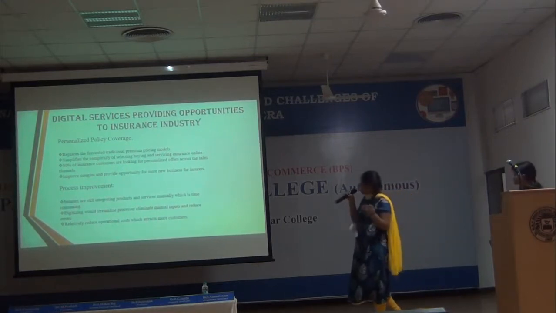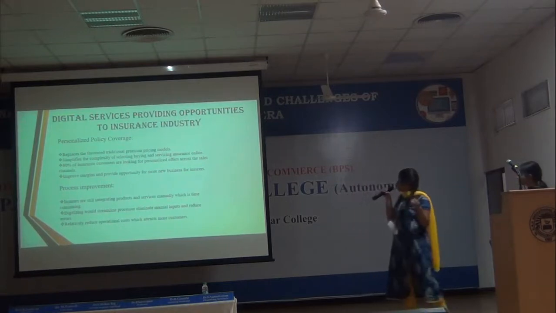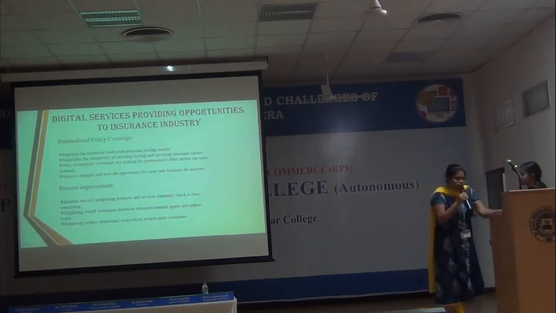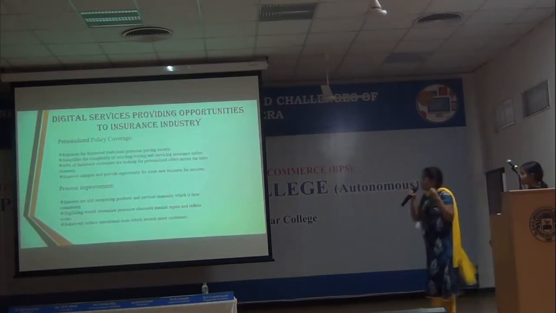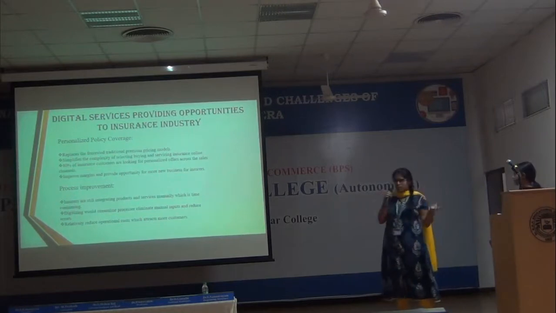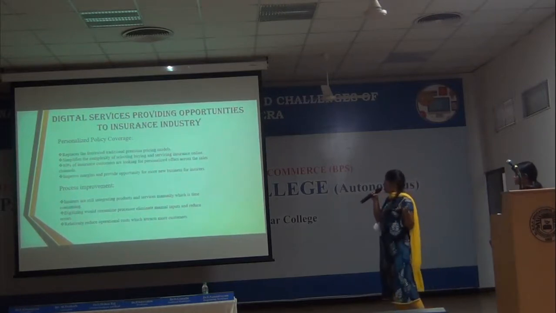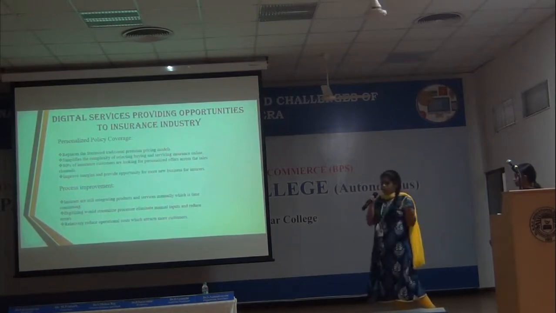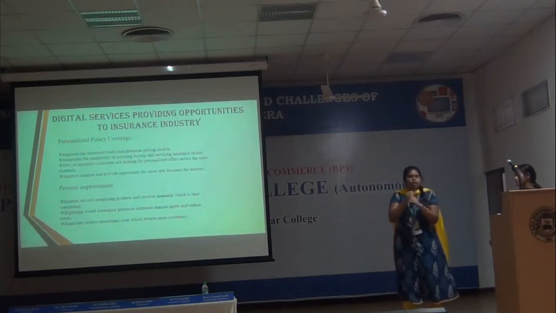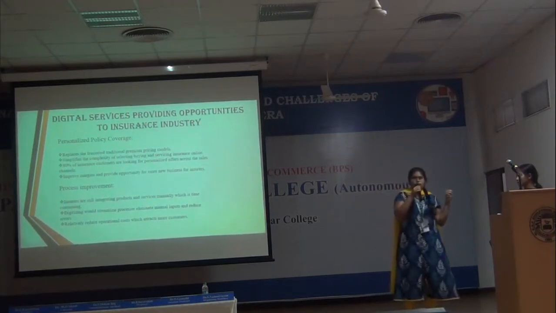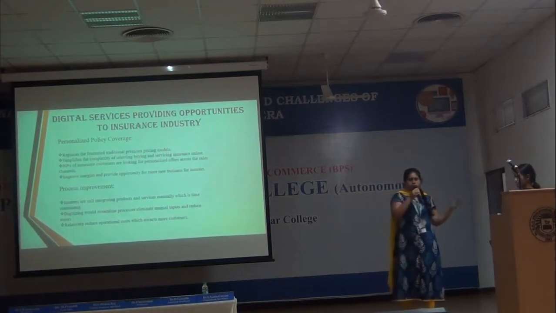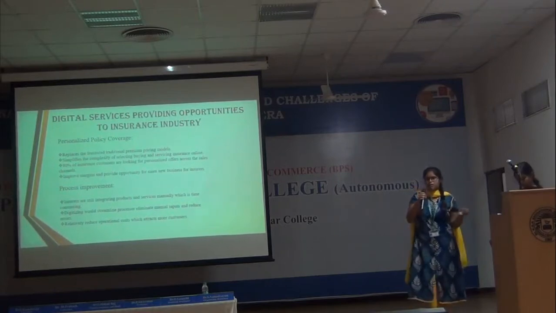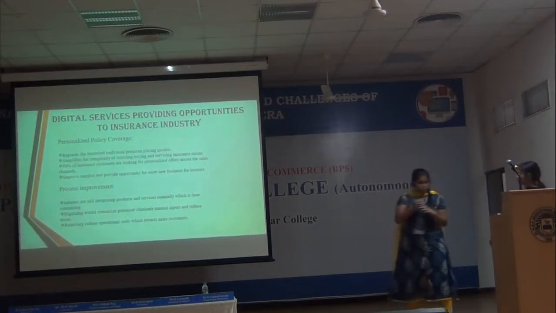So insurers are still integrating products and services manually, which is time consuming. Digital technology replaces the traditional technology, which is time saving for the customers and also for the insurers, that is the insurance company. And of course it reduces the operational cost. We all know digitalization is also known for reducing cost and replacing the use of paper. So next.